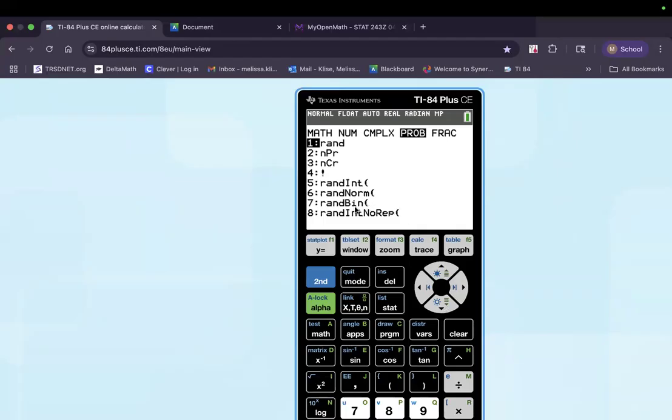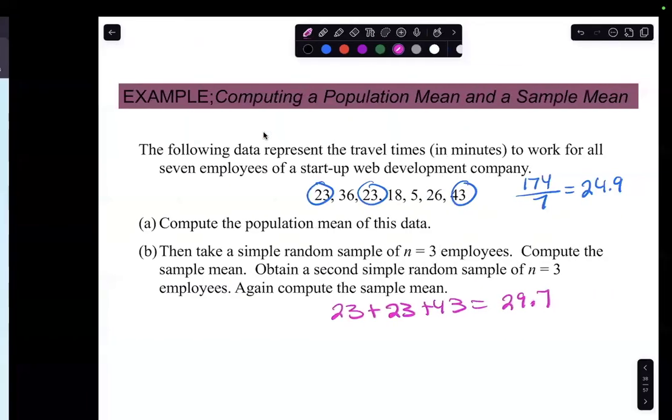Now, if you don't have the rand int no repeat, you can use this one right here, rand int. It might give you repetition though, so you might have to do it more than once. And then rand right here just gives you any random number, so it's not really useful right now. Rand int no repeat makes sure you don't repeat anything. You're welcome. All right, let's go back.